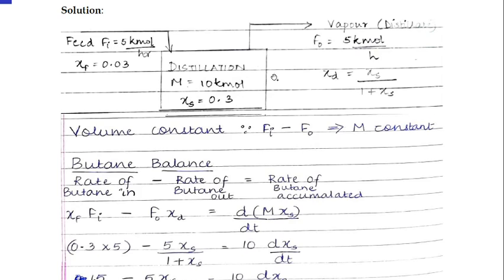Since rho is the same, we can cancel it out, and it's clearly mentioned dV by dt, constant volume case, dV by dt is equal to 0. So there is no accumulation of volume. In terms of volume, it remains constant.